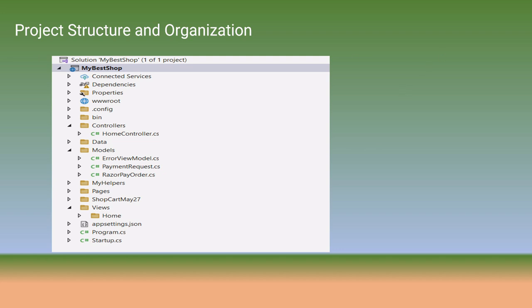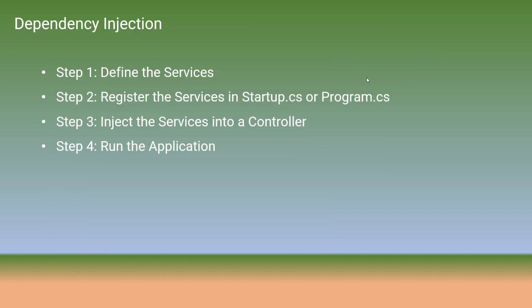A well-organized project is crucial for maintainability. Follow a consistent naming convention and group related files logically. Consider using feature folders to separate concerns.